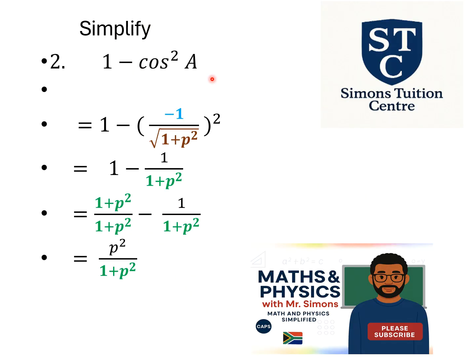So we have to simplify 1 minus cos squared a, which then becomes 1 minus, remember cos is x over r, so my x is minus 1, and my r is square root 1 plus p squared, all squared. Negative 1 squared is 1, that's squared, the square root falls away, and that negative that's multiplied in just becomes negative. To subtract two fractions, the denominators must be the same, so I've changed 1 to 1 plus p squared over 1 plus p squared minus 1 over 1 plus p squared. So there 1 minus 1 cancels. I'm left with p squared over 1 plus p squared.